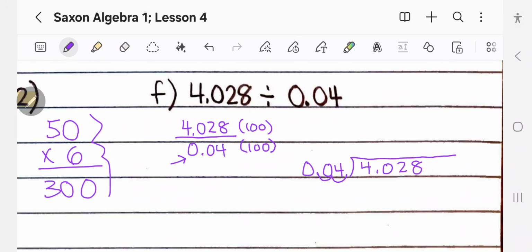I'm going to move this over 2, which is essentially multiplying by 100. So I'm going to move this over 2 and move it up. I'm going to erase just because it's kind of messy looking. All right, so 4 into 4 goes 1 time. It won't go into 0. It won't go into the 2. And it will go into 28. 107/10 is your answer for this one.